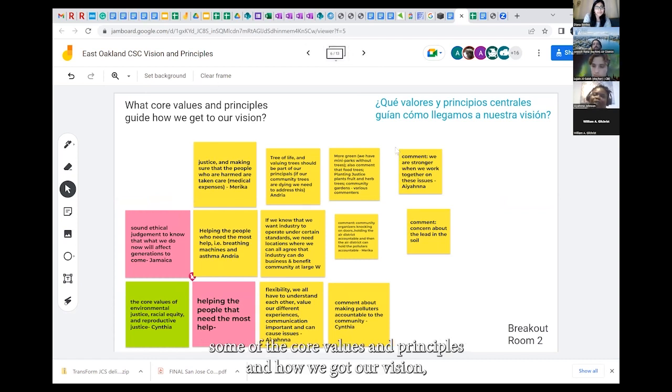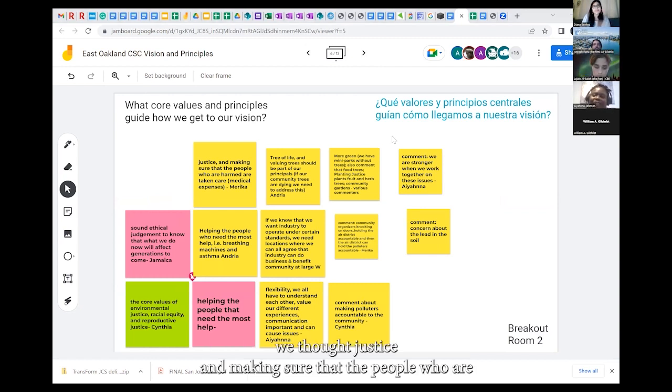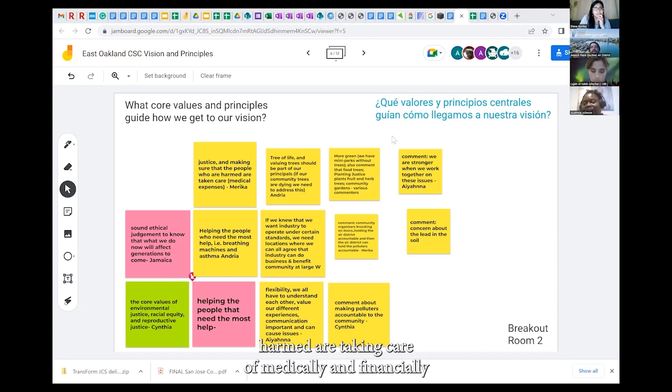Some of the core values and principles and how we got our vision. We thought of justice and making sure that the people who are harmed are taken care of medically and financially, and holding the companies accountable that do so within our community.